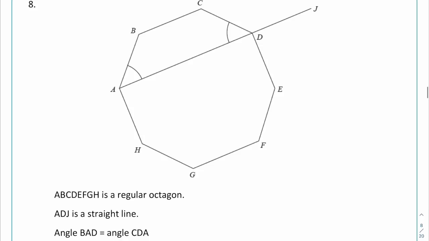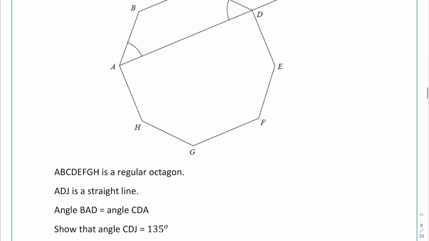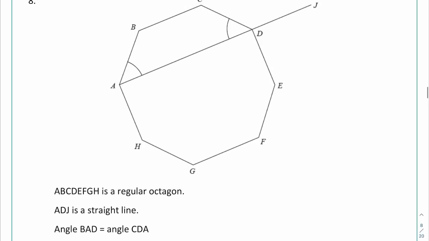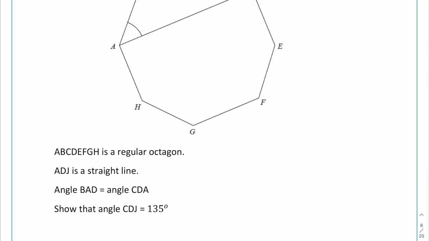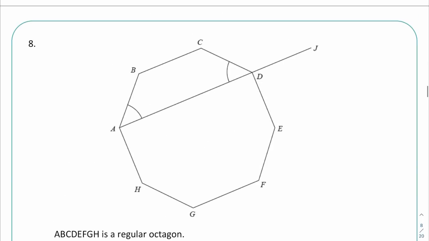Here we've got some angles in a polygon. So it says here ABCDEFG is a regular octagon, ADJ is a straight line, BAD equals CDA, which we can see all on the diagram. Show that angle CDJ is 135. So this angle here is the one that they want us to show is 135. But it says show that it's 135. So let's just imagine that we don't know what it is. We're going to find what that is.